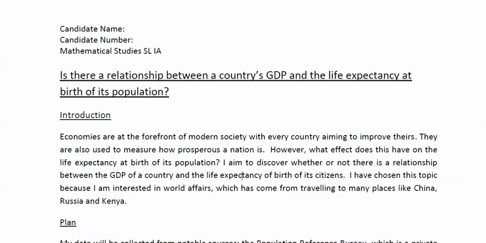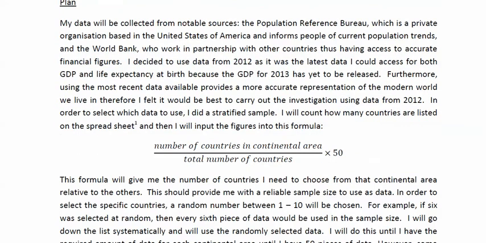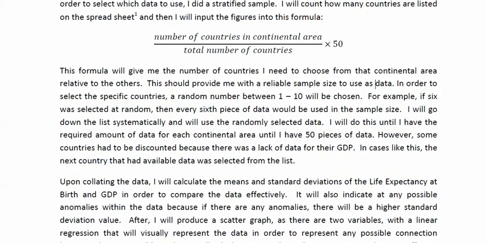And then he talks about how he's going to investigate it, and this is where he can get the 3 marks. First of all he talks about how he's going to collect the data, specifically where he's going to collect the data from, and a really detailed description. So what the student does is a stratified sample. They're going to choose 50 countries based on how many countries there are in the continent and so on. So it's a very detailed description of how he's going to collect the data.